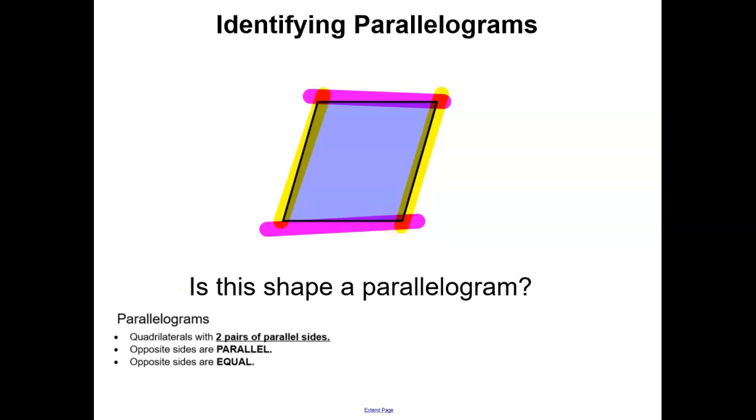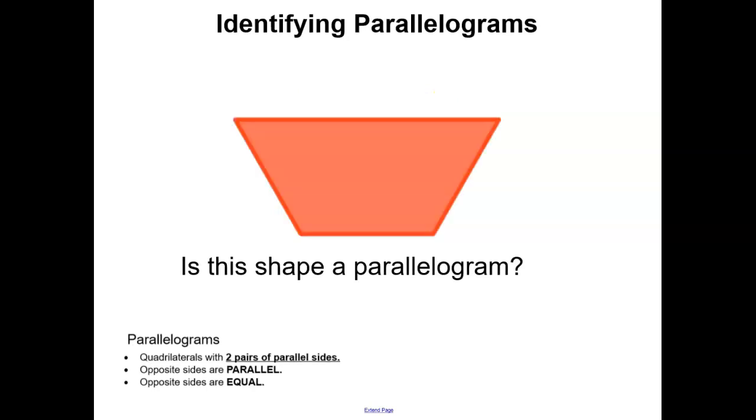Wonderful job. Let's decide if this shape is a parallelogram. Before we decide, pause the video and tell me the attributes a shape must have to be a parallelogram. You're right, it has to be a quadrilateral. Is this shape a quadrilateral? Does it have four sides? 1, 2, 3, 4. Yes. So far, it has one of the attributes of a parallelogram. Does it have two pairs of parallel sides?